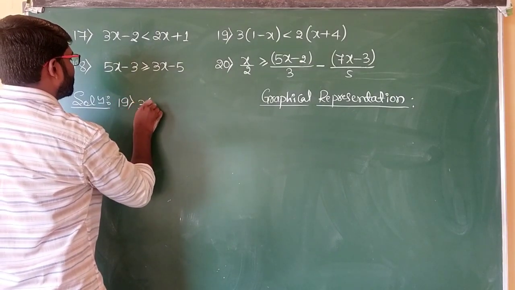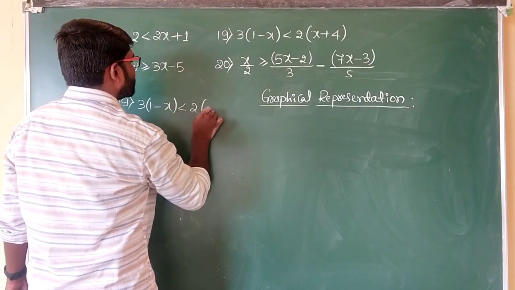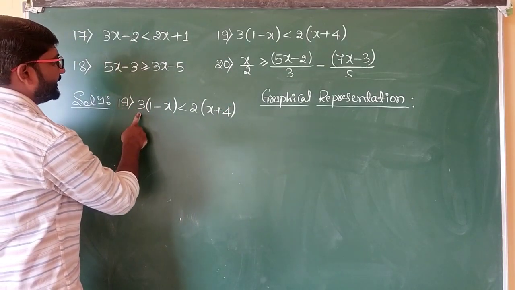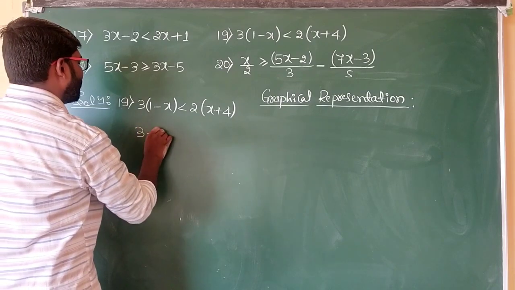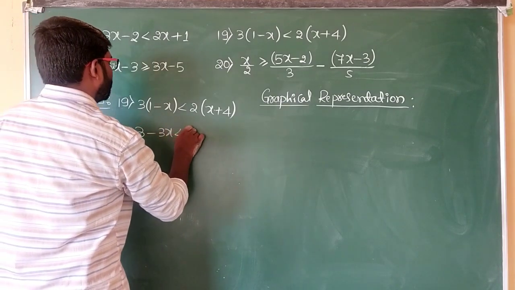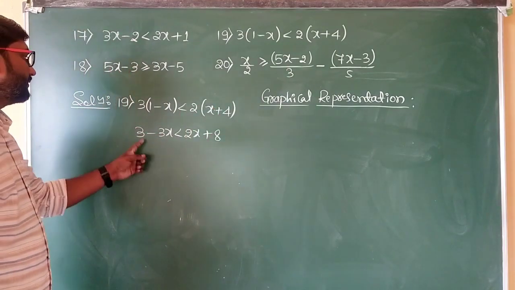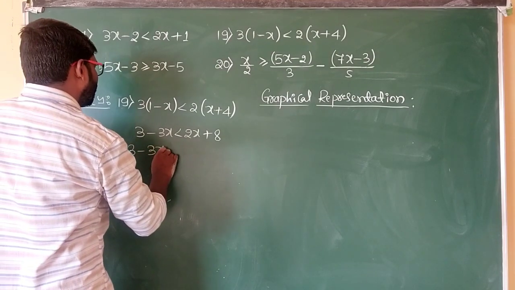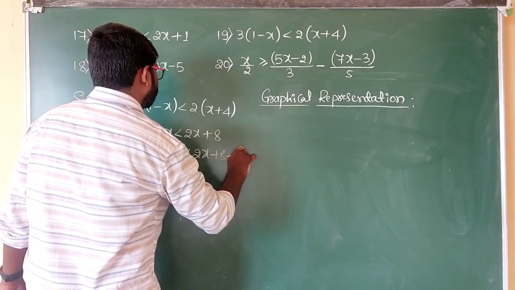3 times 1 minus x, less than 2 times x plus 4. So now multiply 3 with these two terms and 2 with these two terms. 3 minus 3x less than 2x plus 8. 2 into 4 is 8. Now let us eliminate 3 here. 3 minus 3x minus 3 less than 2x plus 8 minus 3.